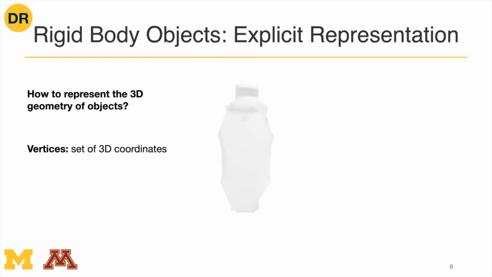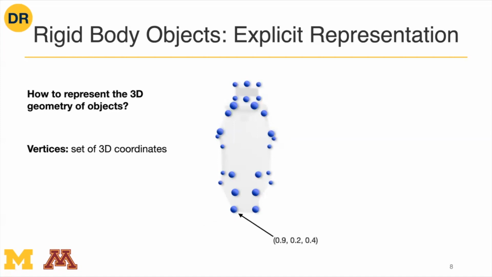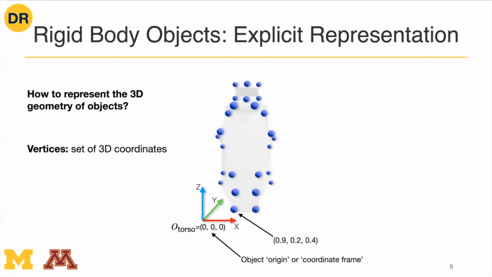So in the case of an explicit representation, one of the core components that goes into representing the geometry of this object is what we call vertices. This is just a set of 3D coordinates in space that lie on the surface of the rigid body object. We can imagine, in the case of this Digit robot, placing 3D points on the surface of the robot throughout its overall structure. You can think about these as sampled points on the surface. Each one of these has a 3D position in space. So if you pick out one of these points, it has some X coordinate, some Y coordinate, and some Z coordinate in a 3D space.